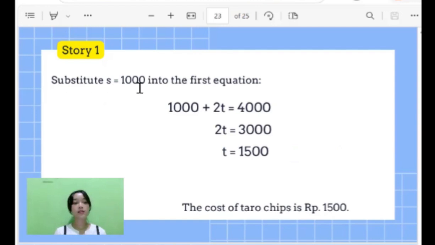And then we substitute S equals 1,000 into the first equation. So 1,000 plus 2T equals 4,000. 2T equals 3,000. So we divide both sides by 2. So T equals 1,500. Now the cost of a taro chip pack is 1,500 rupiah. So the price of cassava chips is 1,000 rupiah and the price of taro chips is 1,500 rupiah.